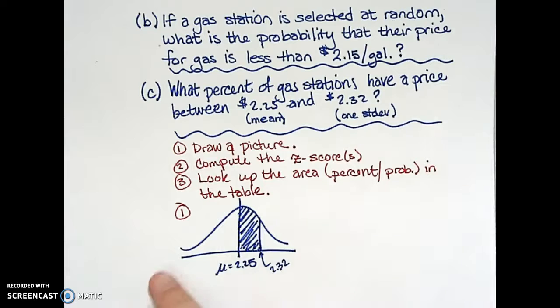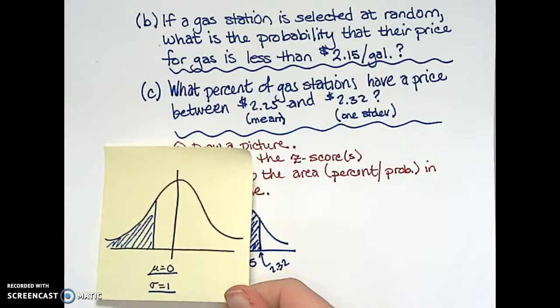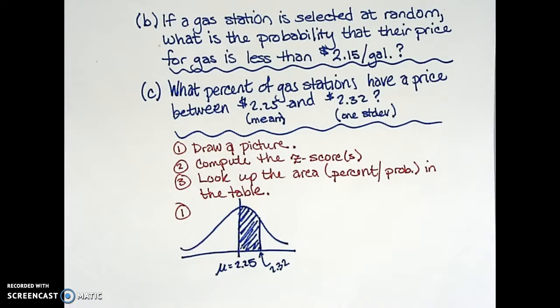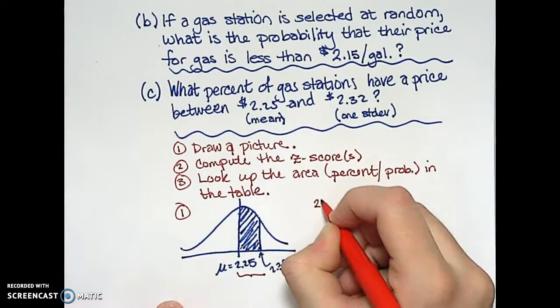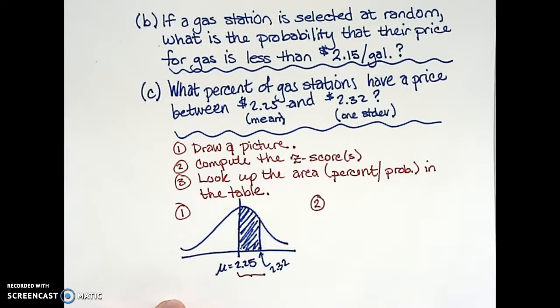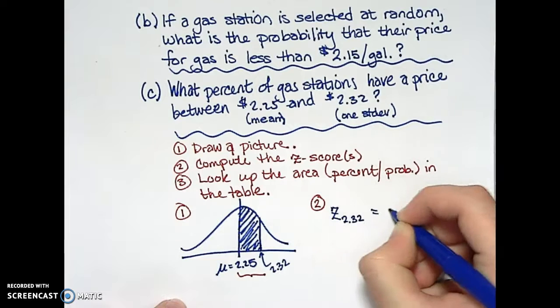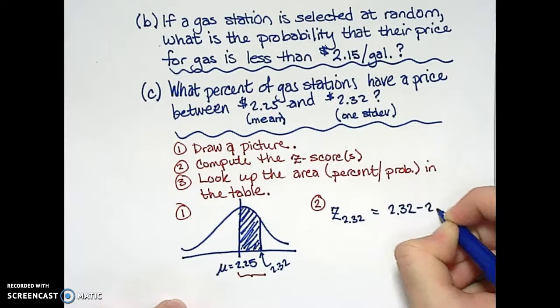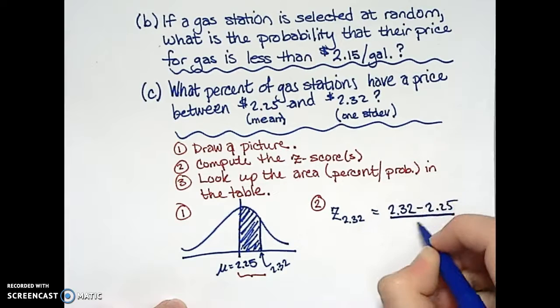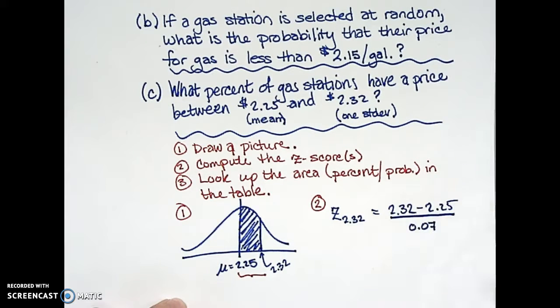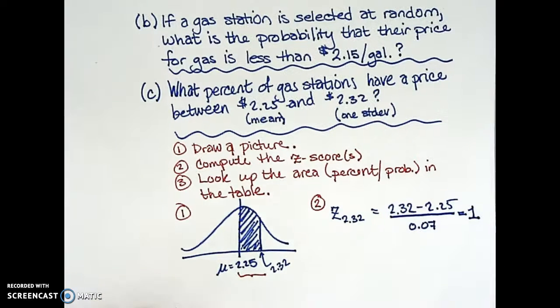But remember, rather than specifically calculating things for every new example, we relate back to our standard normal curve. And the way we do that is we measure the number of standard deviations away from the mean we are. That's why in step 2 we calculate the z-score. The z-score of $2.32 is equal to 232 minus 225 all over our standard deviation of 7 cents. Performing the calculations, we get a z-score of 1.